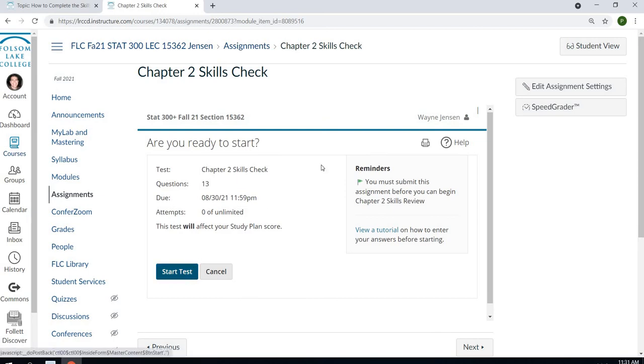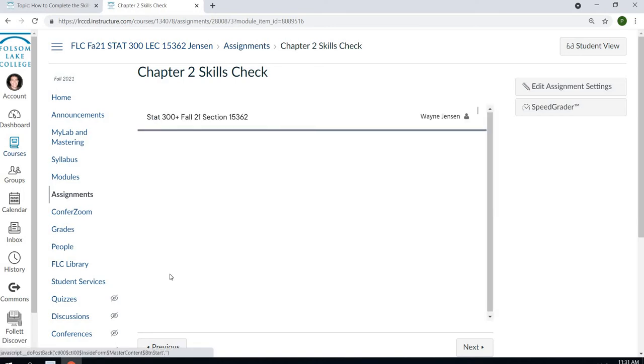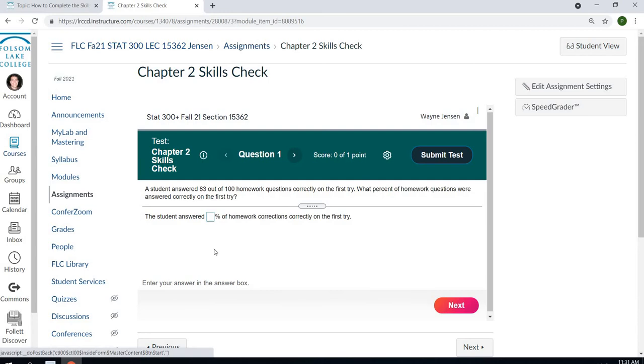and it's going to call it a test because it's testing to see if you have these skills. Now, you have an unlimited amount of attempts between now and August 30th, but essentially whatever you do here will feed the review assignment, so just do the review assignment and get it done. When you're ready to start, you're going to start the skills check, and it's going to ask you a question.